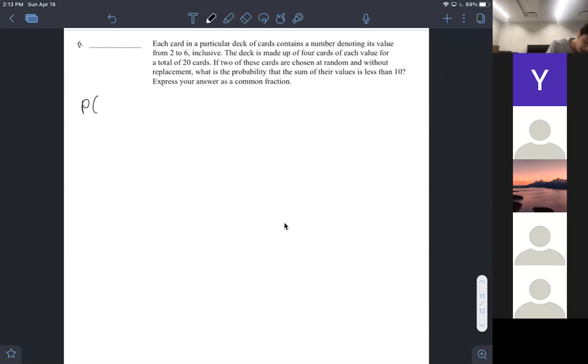Well, the probability that they're less than 10 is also equal to 1 minus the probability that they're greater than or equal to 10, which equals 1 minus the probability that they're equal to 10, plus the probability that they're equal to 11, plus the probability that they're equal to 12, and that's the highest possible value. So our goal is to now find the probabilities for each of these. The probability that is equal to 10.